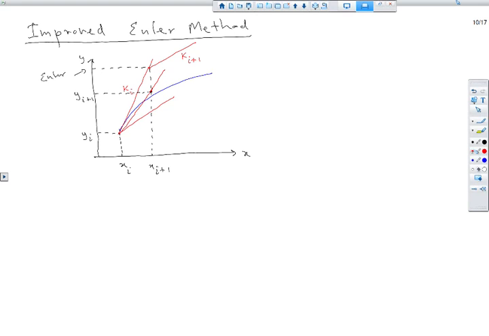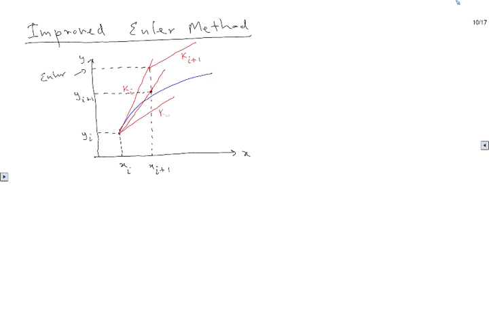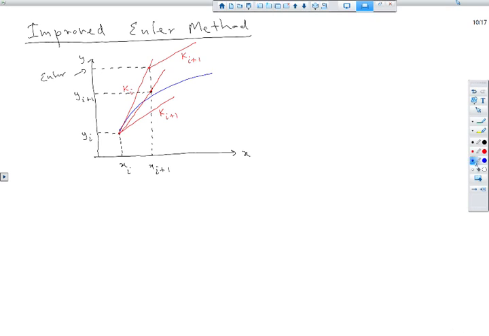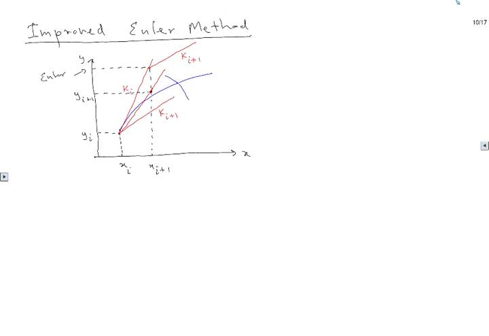So the slope is the same slope as k i plus 1. So what we do is we use the average slope in the improved Euler method. The rest is the same, so you see, we use the same step h. Those are the same, but we use the average slope now. Okay.